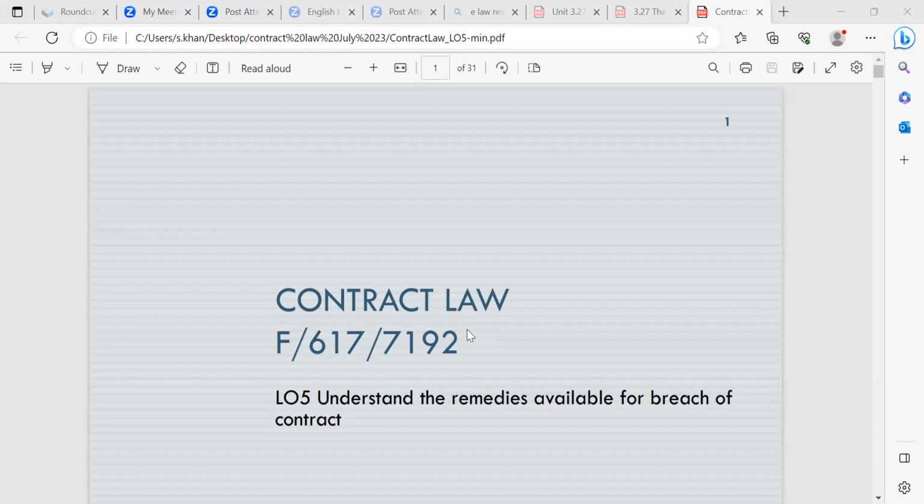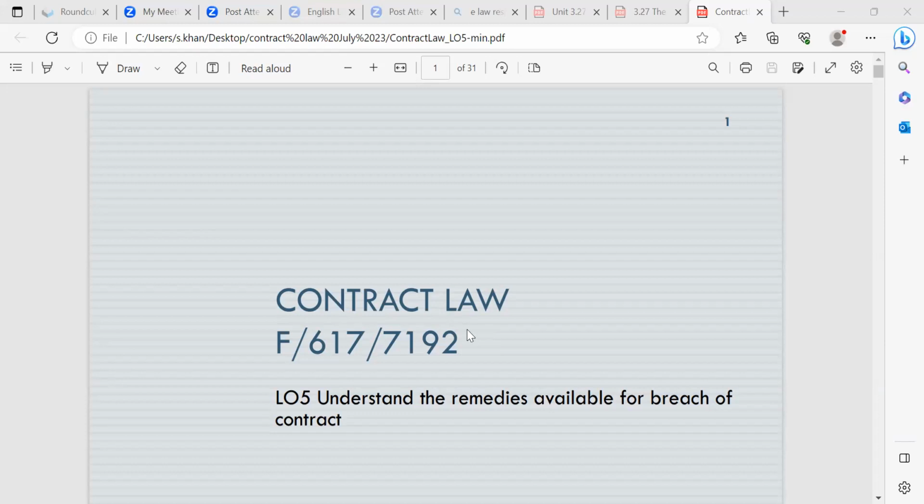Hi everyone, my name is Shazia Khan and the unit we'll be doing today is contract law, and the learning outcome we'll be doing today is learning outcome 5, which is to understand the remedies available for breach of contract.